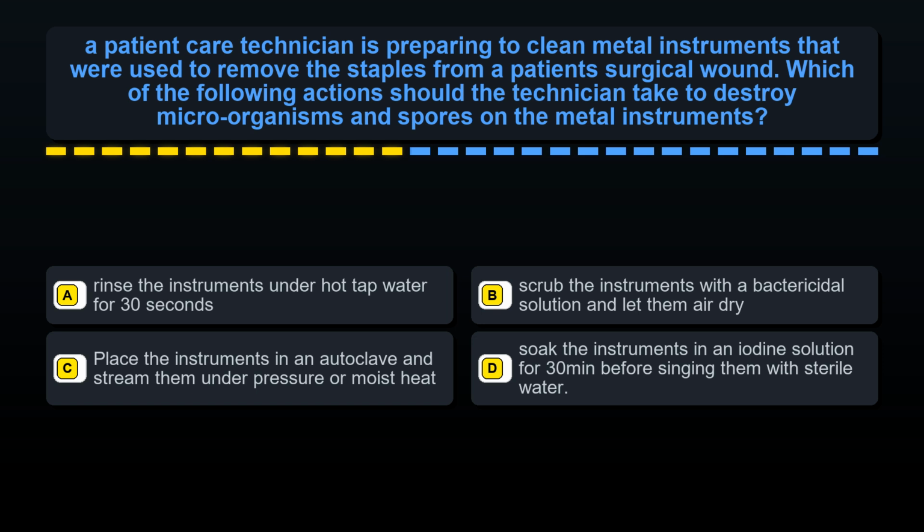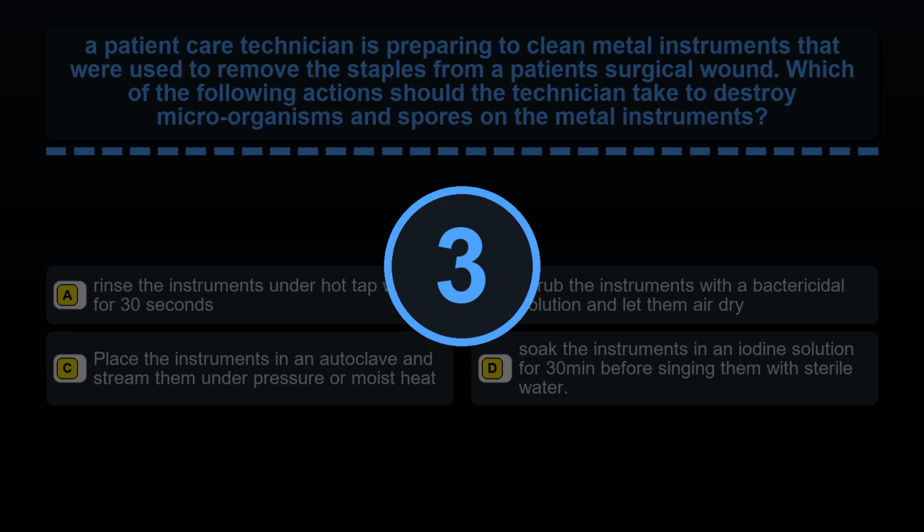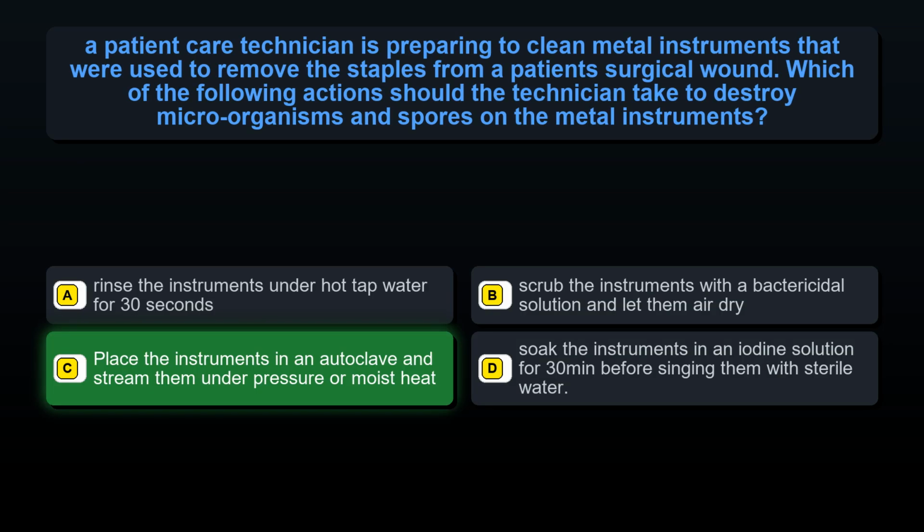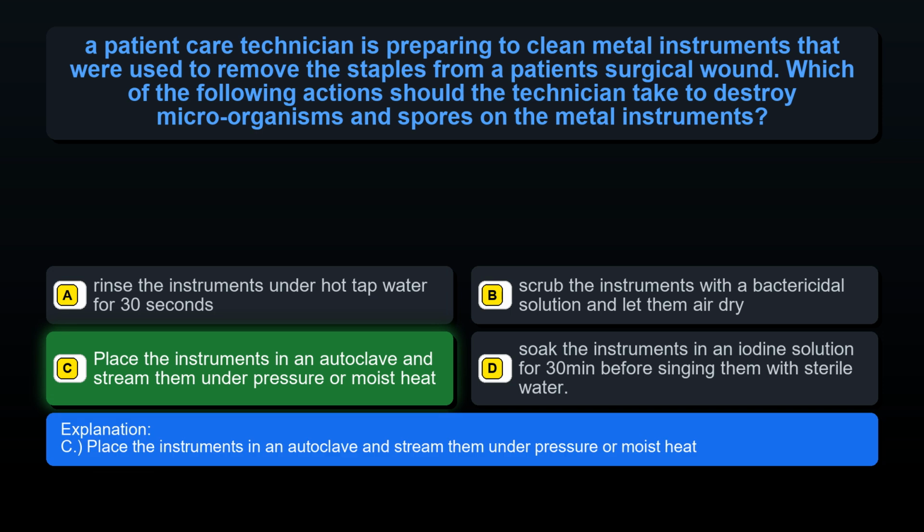Option B, scrub the instruments with a bactericidal solution and let them air dry. Option C, place the instruments in an autoclave and steam them under pressure or moist heat. Option D, soak the instruments in an iodine solution for 30 minutes before rinsing them with sterile water. The correct answer is option C, place the instruments in an autoclave and steam them under pressure or moist heat.